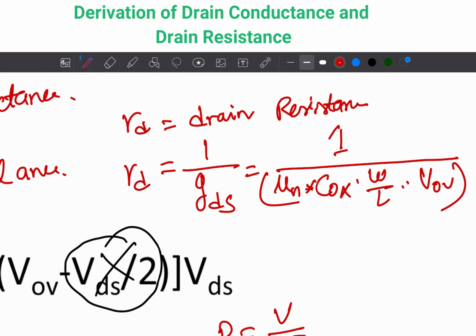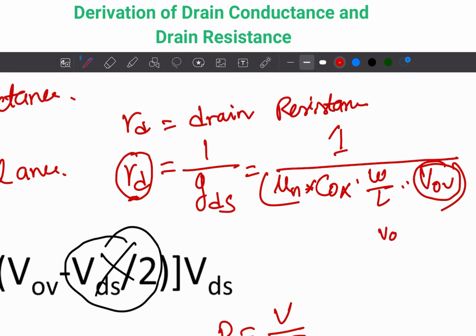So we also call MOSFET a voltage controlled resistor. So how will we use MOSFET as a voltage control resistance? From here, if you see this equation RD, what is this RD? It is the drain resistance, right? And this drain resistance is controlled by VOV.